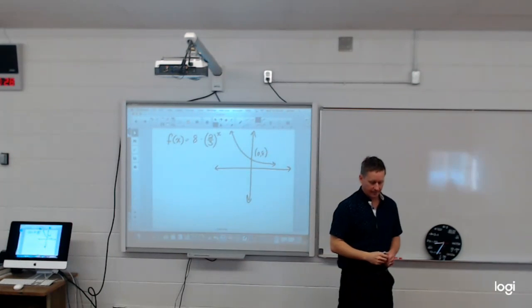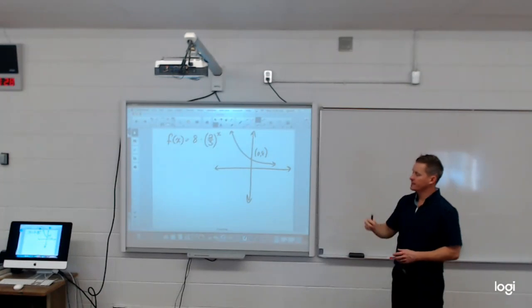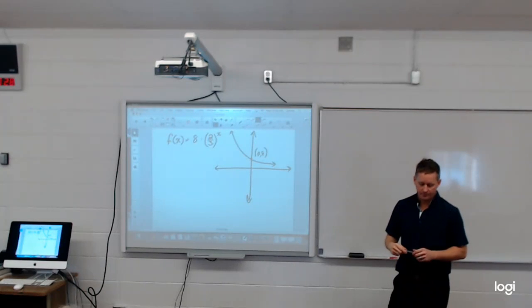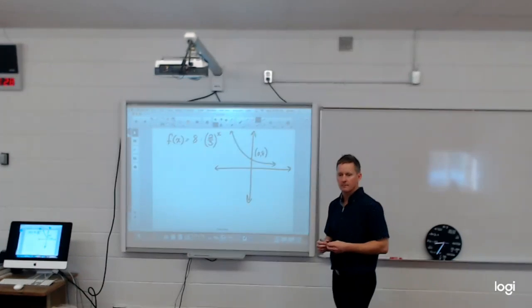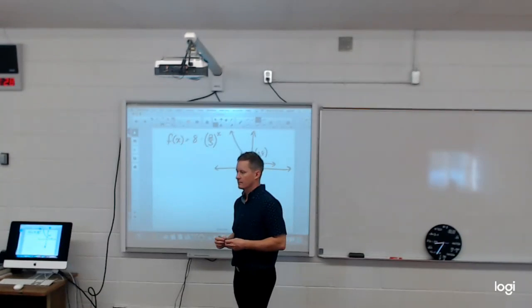How many x-intercepts are in that graph? 0. What's the y-intercept? 8. What's the end behavior? 2 to 1. What's the domain? x is an element of all reals. Is this function increasing or decreasing? Decreasing. We're done. Okay?